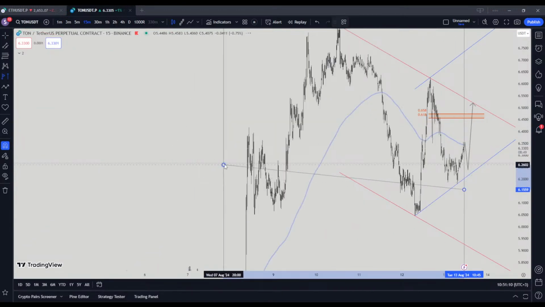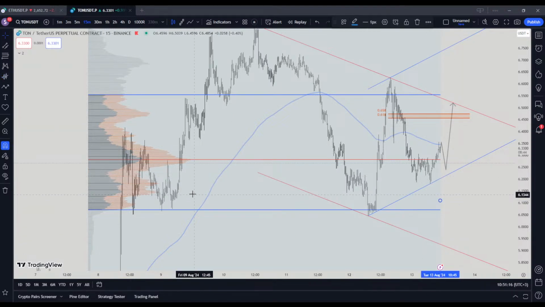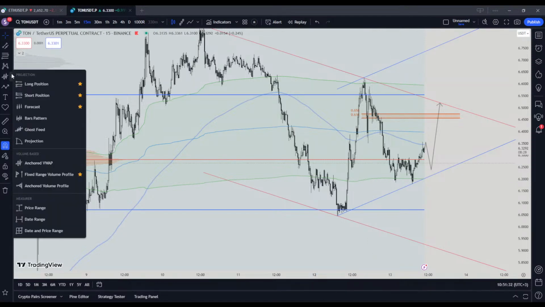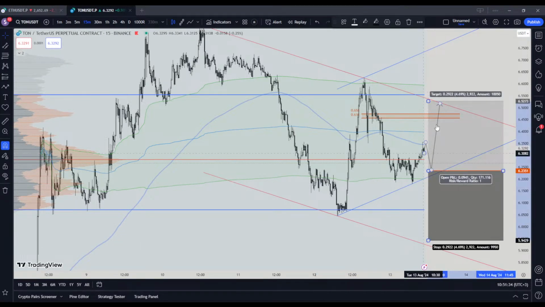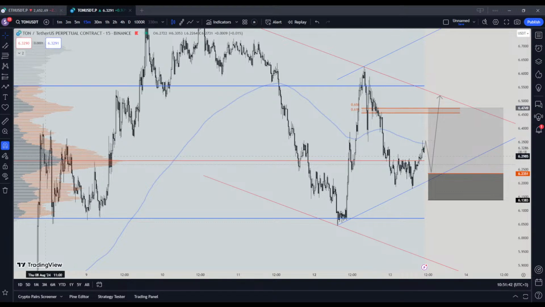Let me check some volumes. So we reclaim POC. A slight sweep of the lows here below POC wouldn't be something impossible. 2.48. Let's check the volumes a little bit. So we have a pretty big gap here. It should hold.